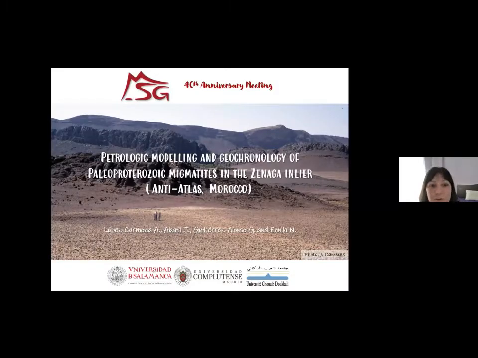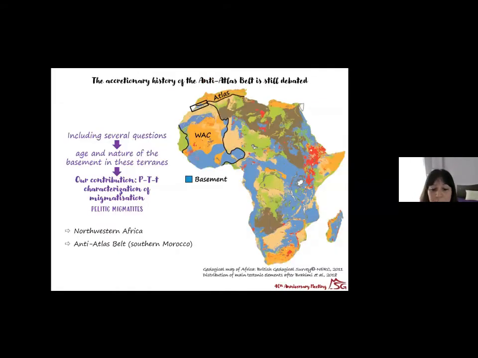Today we will show you some petrologic modeling and geochronology on Paleoproterozoic migmatites that outcrop in Morocco. The accretionary history of the anti-Atlas terrane is still under debate, and it includes several questions, including, for example, the age and nature of the basement of all the terranes that were involved in this history.